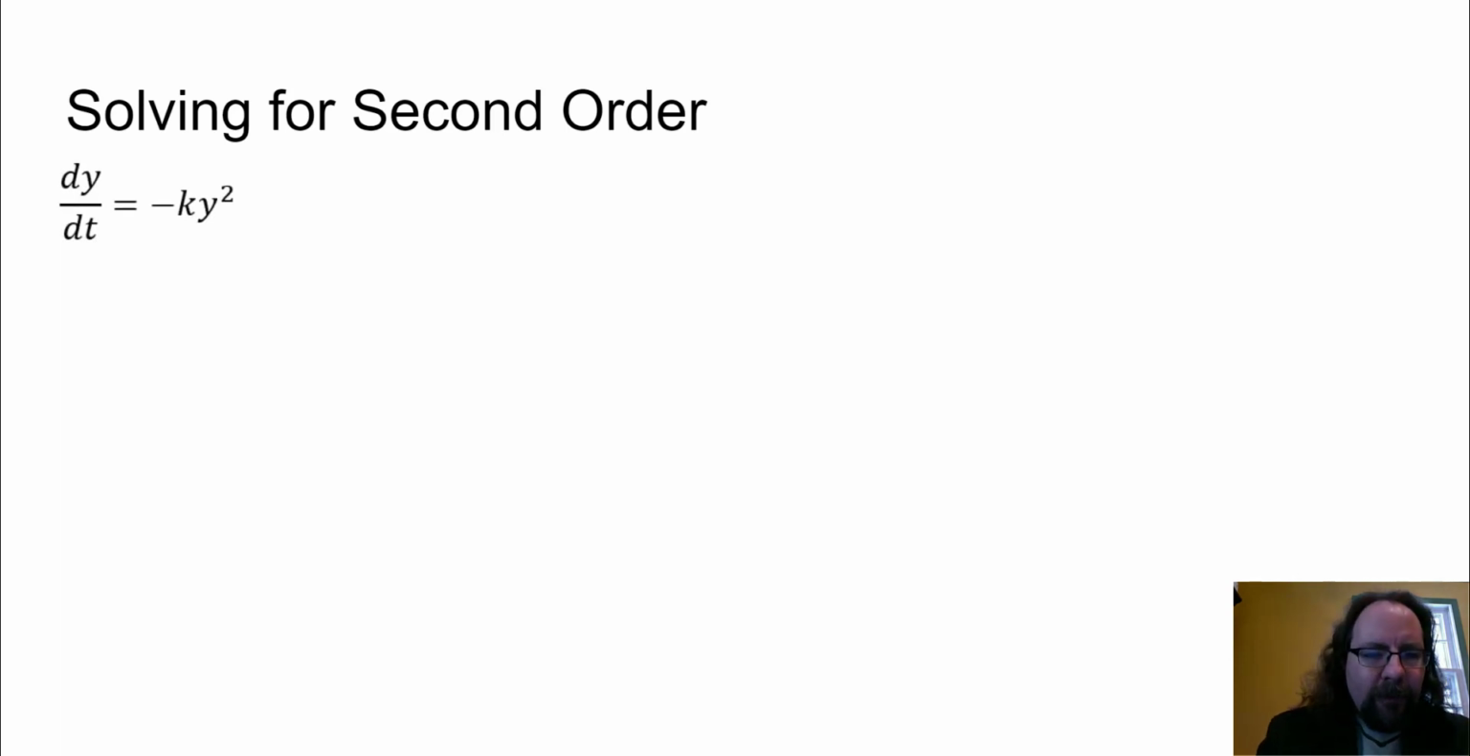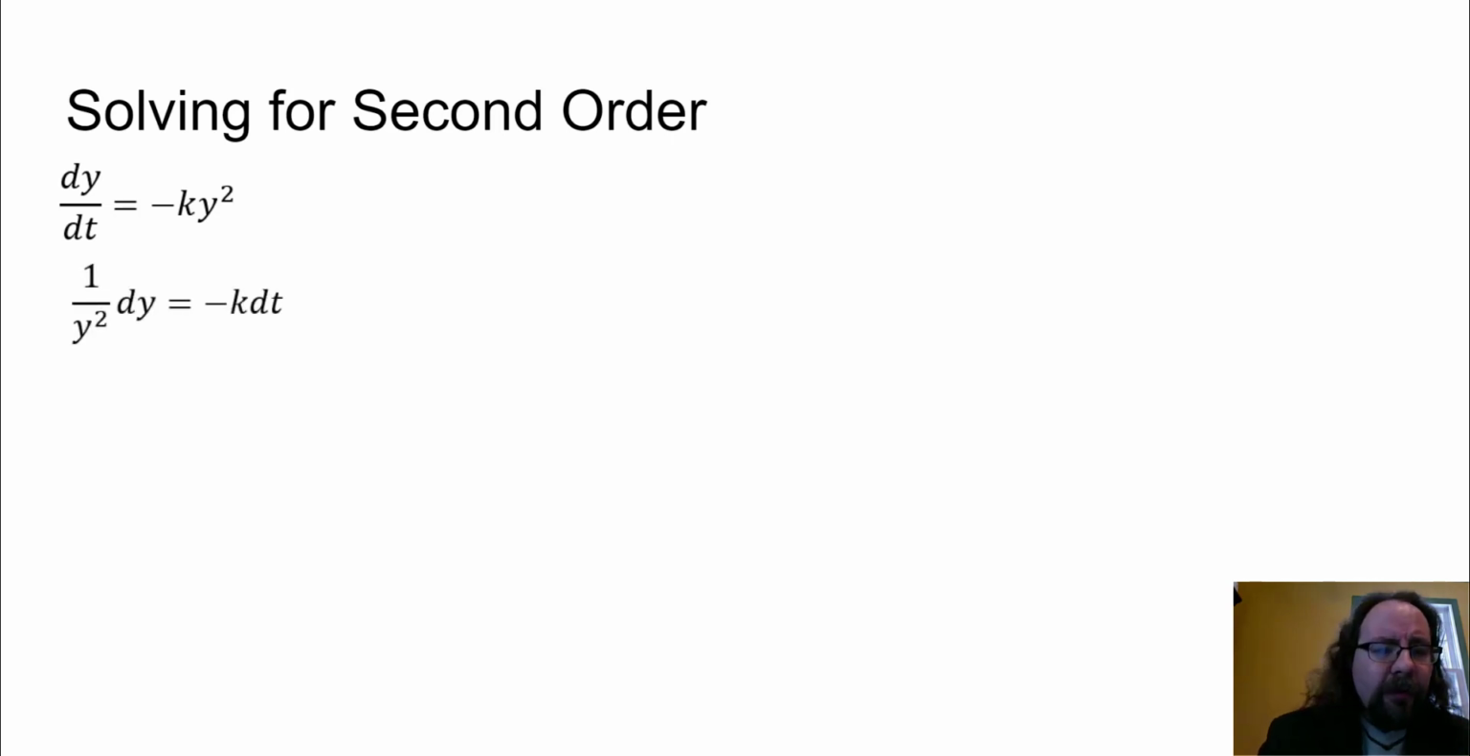We write it formally as dy/dt equals negative ky squared. Now, if you want to test your ability to solve differential equations, you can try doing this one on your own and later skip ahead to see if you get the right answer. But otherwise, I'm going to go through the steps.